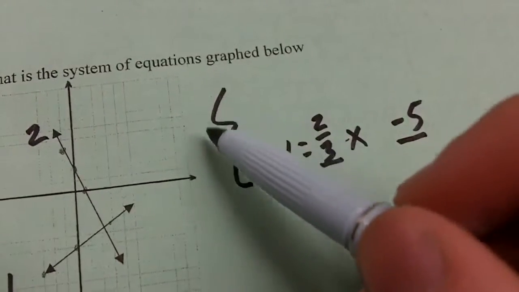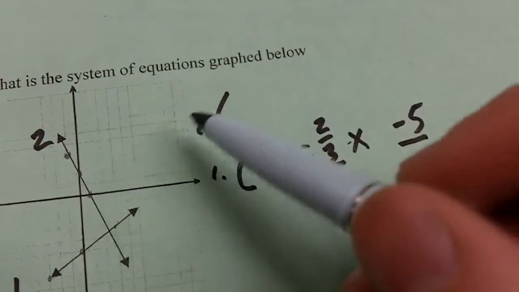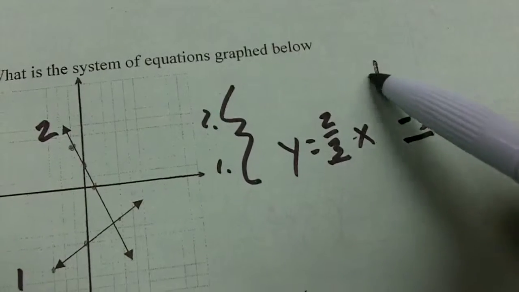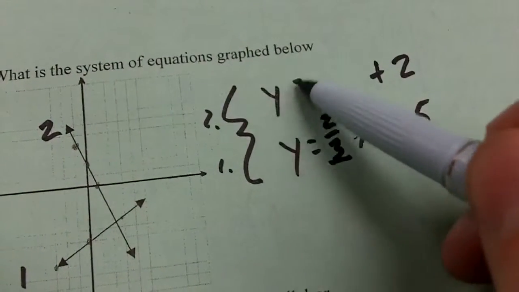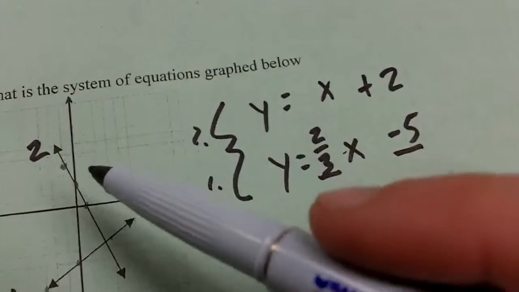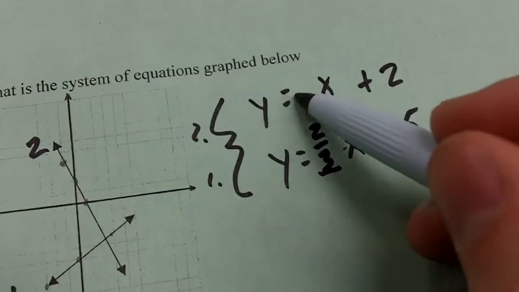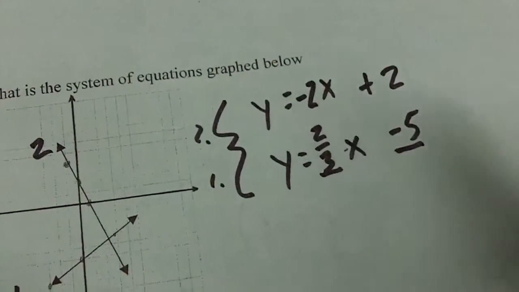Second line. So now I'm going to go to the second line. This was the first line. This was the second line. Y-intercept, 2. I can actually already have the x in there. Slope, down 2 over 1. Down 2 over 1. And there's my system.